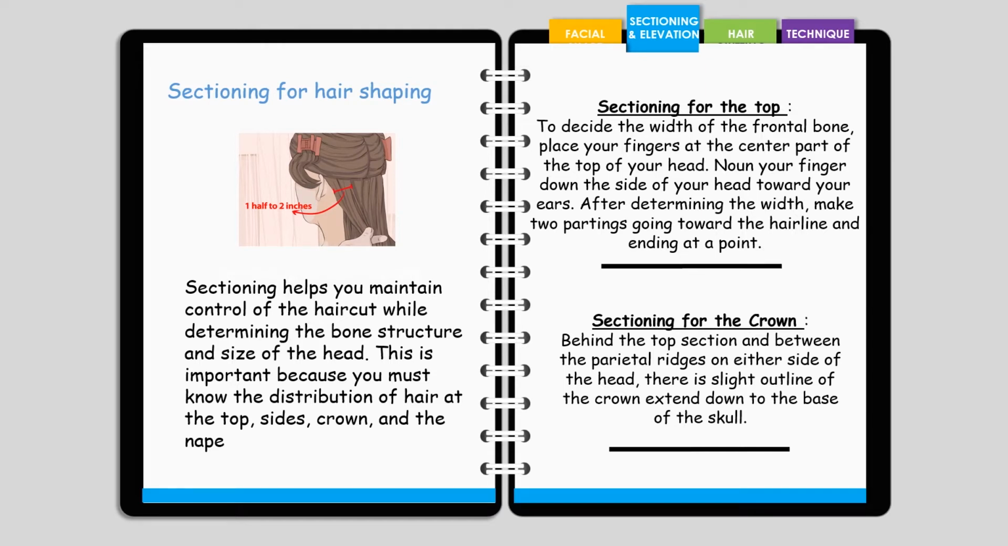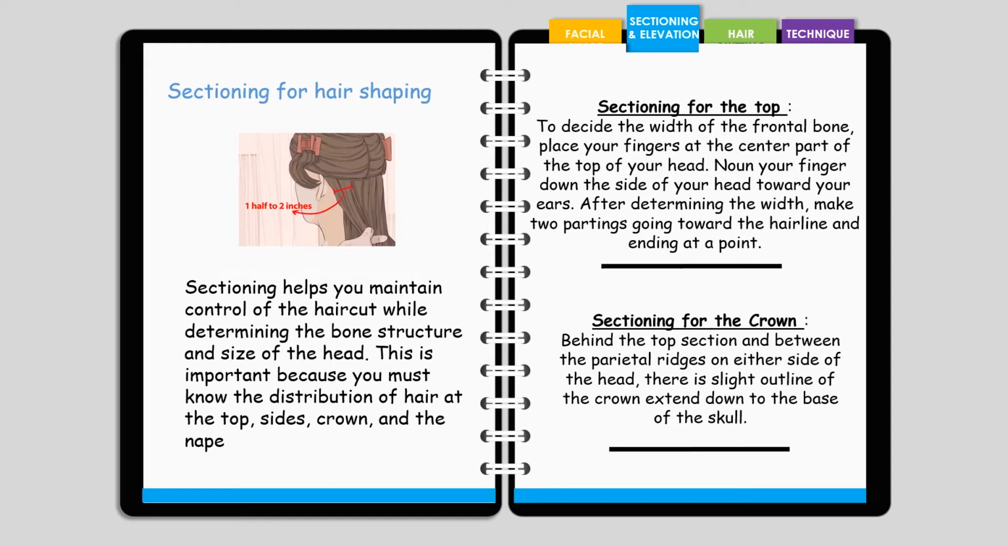Sectioning for the top. To decide the width of the frontal bone, place your fingers at the center part of the top of your head. Now move your finger down the side of your head toward your ear. After determining the width, make two partings going toward the hairline and ending at a point.